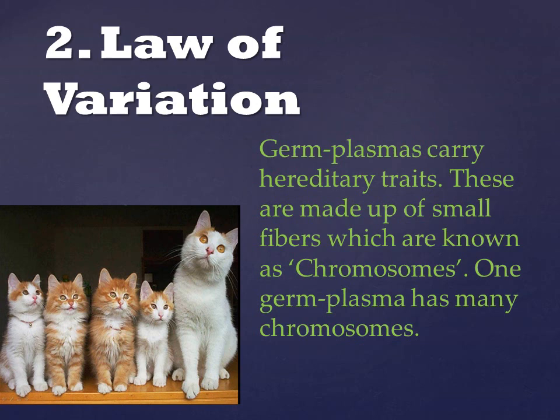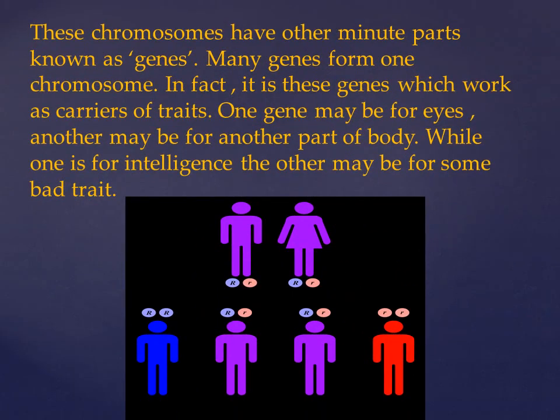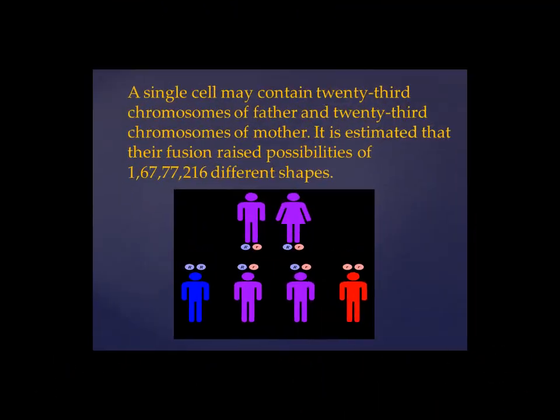Germ plasmas carry hereditary traits. These are made up of small fibers which are known as chromosomes. One germ plasma has many chromosomes. These chromosomes have other minute parts known as genes. Many genes form one chromosome. In fact, it is these genes which work as carriers of traits. One gene may be for eyes, another may be for another part of the body. While one is for intelligence, the other may be for some bad trait.